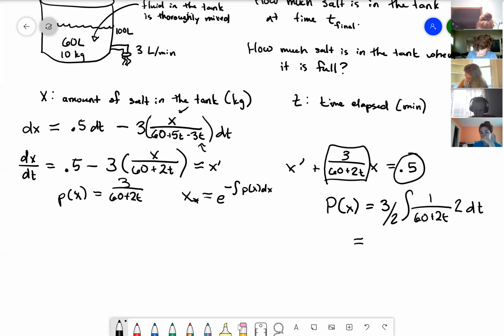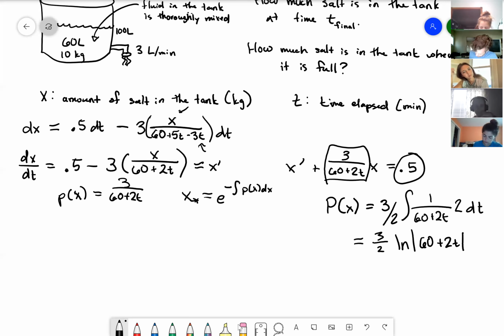And when I integrate this, I get 3 halves natural log of the absolute value of 60 plus 2t. And because we only care about one particular constant of integration, or one particular antiderivative, we'll just choose the one without the constant. Because like we said yesterday, it ends up just going away in the process. So we don't end up using it.